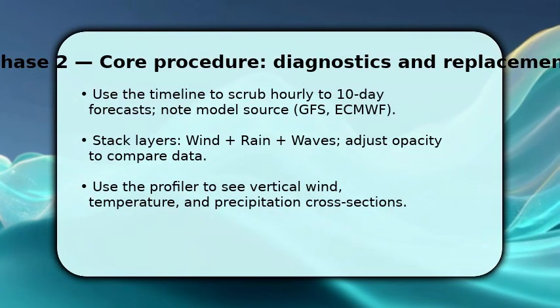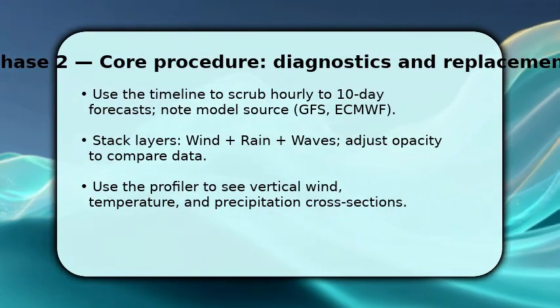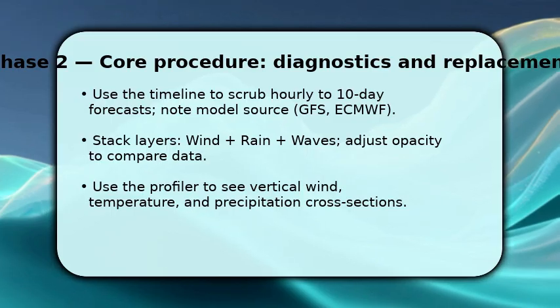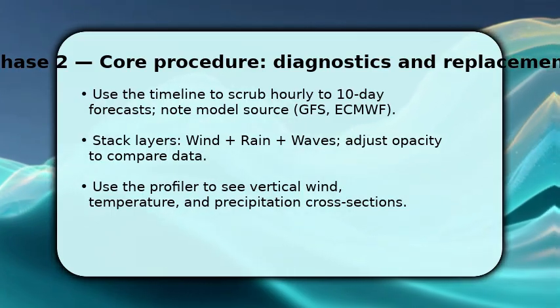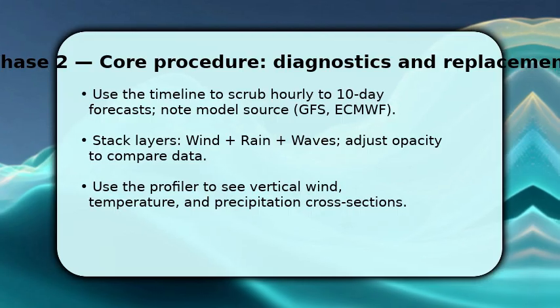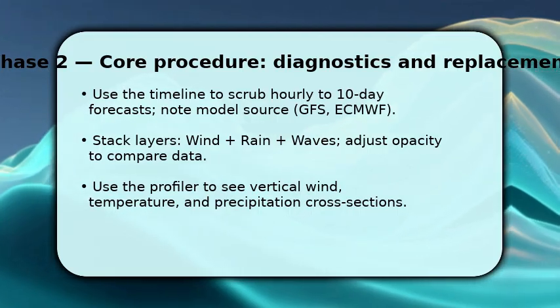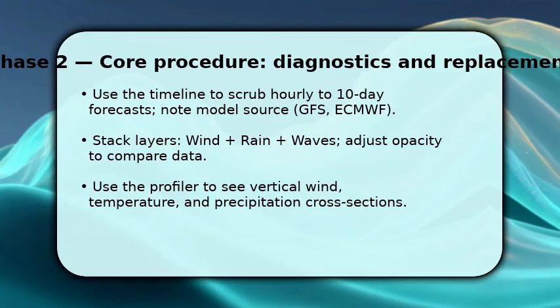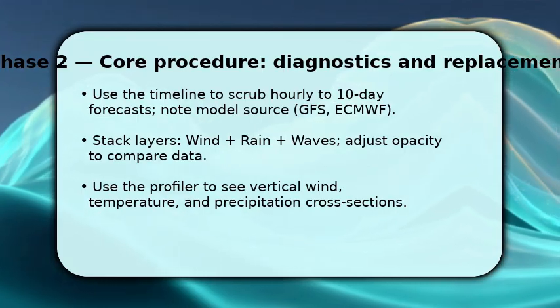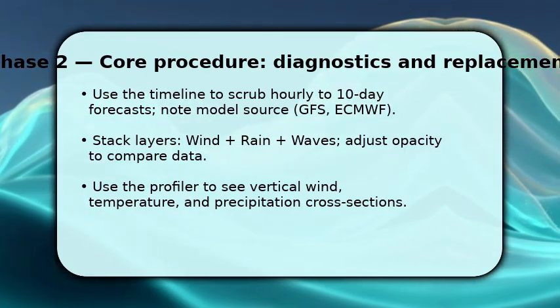Once you've set up, use the timeline at the bottom to scrub from hourly to a 10-day forecast and check model sources like GFS or ECMWF so you know why they differ. Stack layers, wind plus rain and waves, and adjust opacity to visually compare conditions. That helps you spot conflicts.